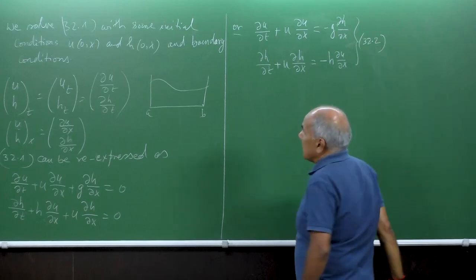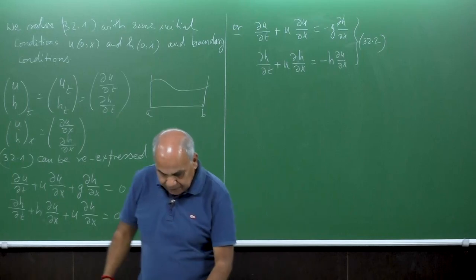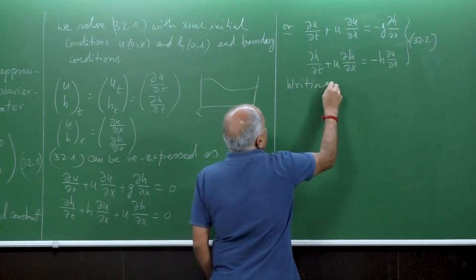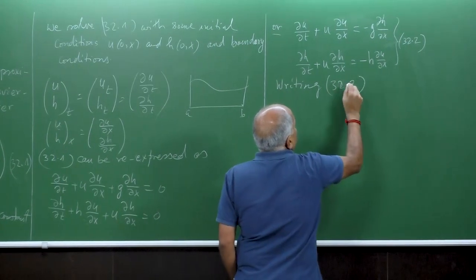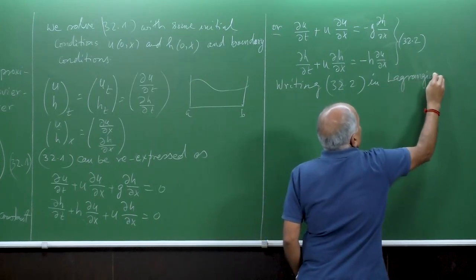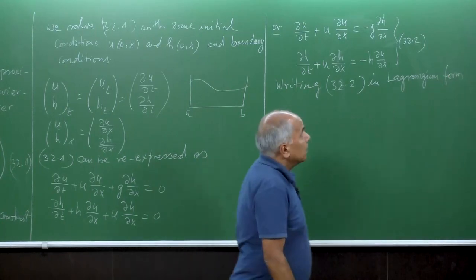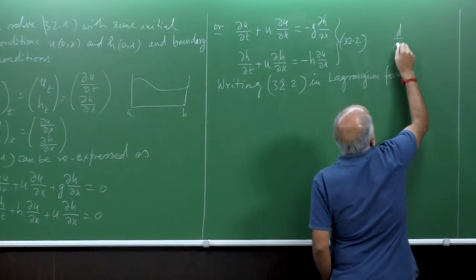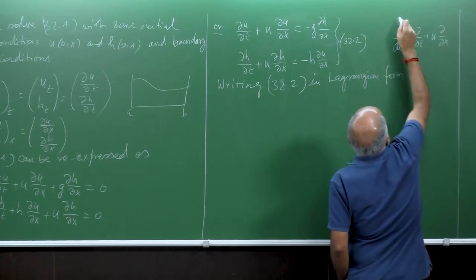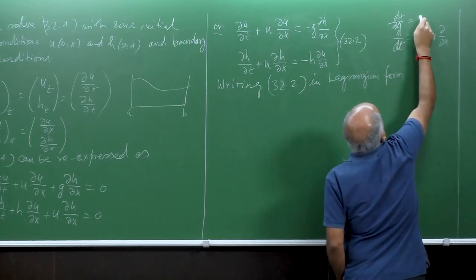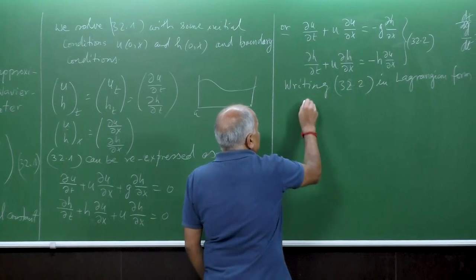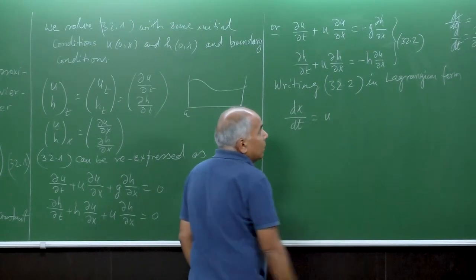32.2, okay. Now, since our method is Lagrangian, express 32.2 in Lagrangian form, because our d by dt is always del by del t plus u del by del x if dx by dt is equal to u. This is always what we have seen in our scalar equation. And now dx by dt is equal to u if it is this.